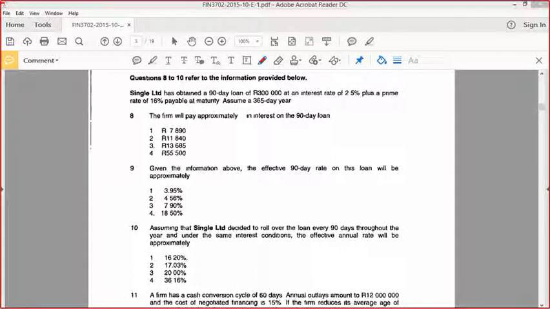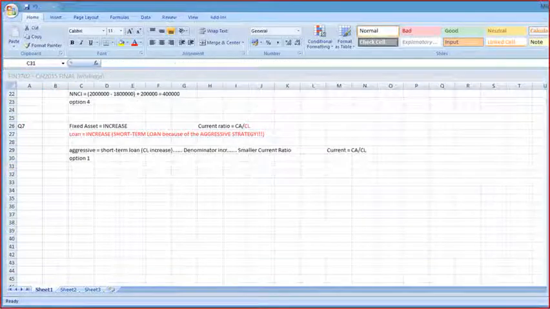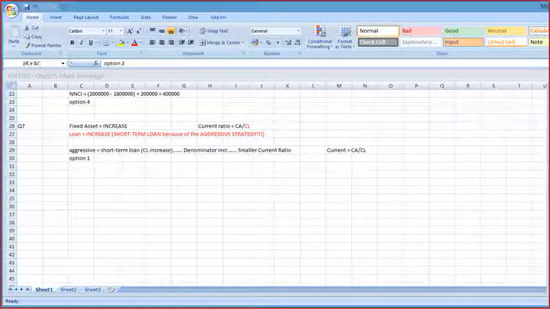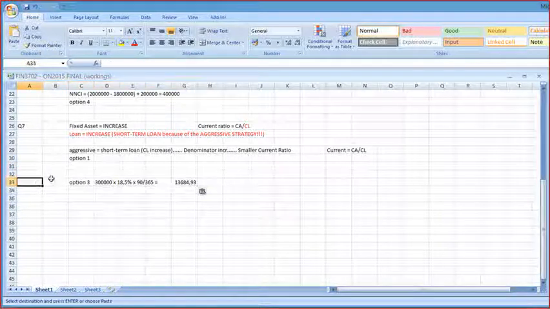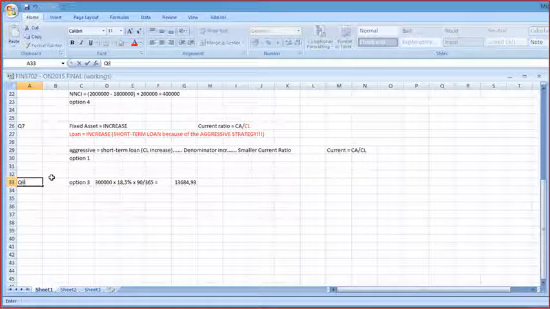My answer is option 3. I took the 2.5 plus the 16, and then the 300,000 times the 18.5% times 90 over 365. Good, well done. So that's your principal times rate times time gives you the interest. Great, so now you've got that.